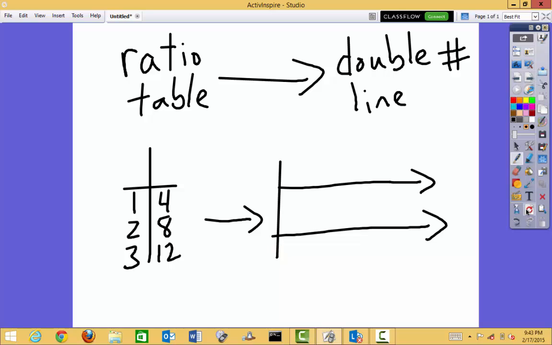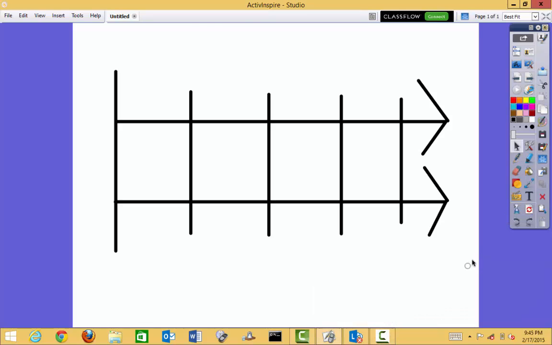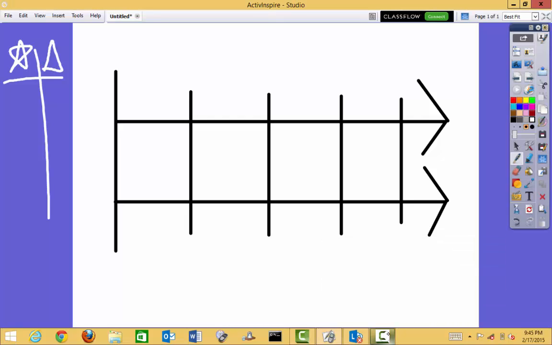Okay, so let's start with our first problem. So here's going to be my first problem. I'm going to write off to the side a ratio table. I'm going to say it's stars and triangles. For every one star, I'm going to have 4 triangles. So if I have 2 stars, that means I would have 8 triangles. 3 stars, I would have 12 triangles. 4 stars, I would have 16.